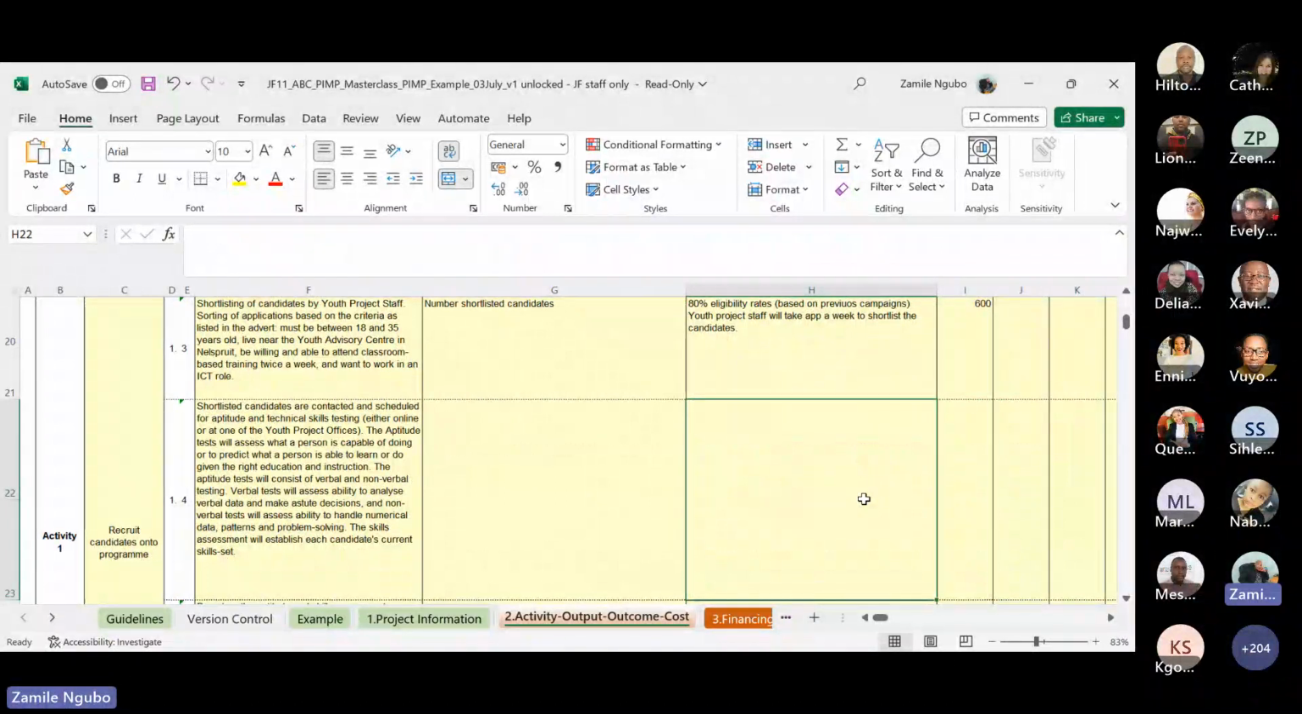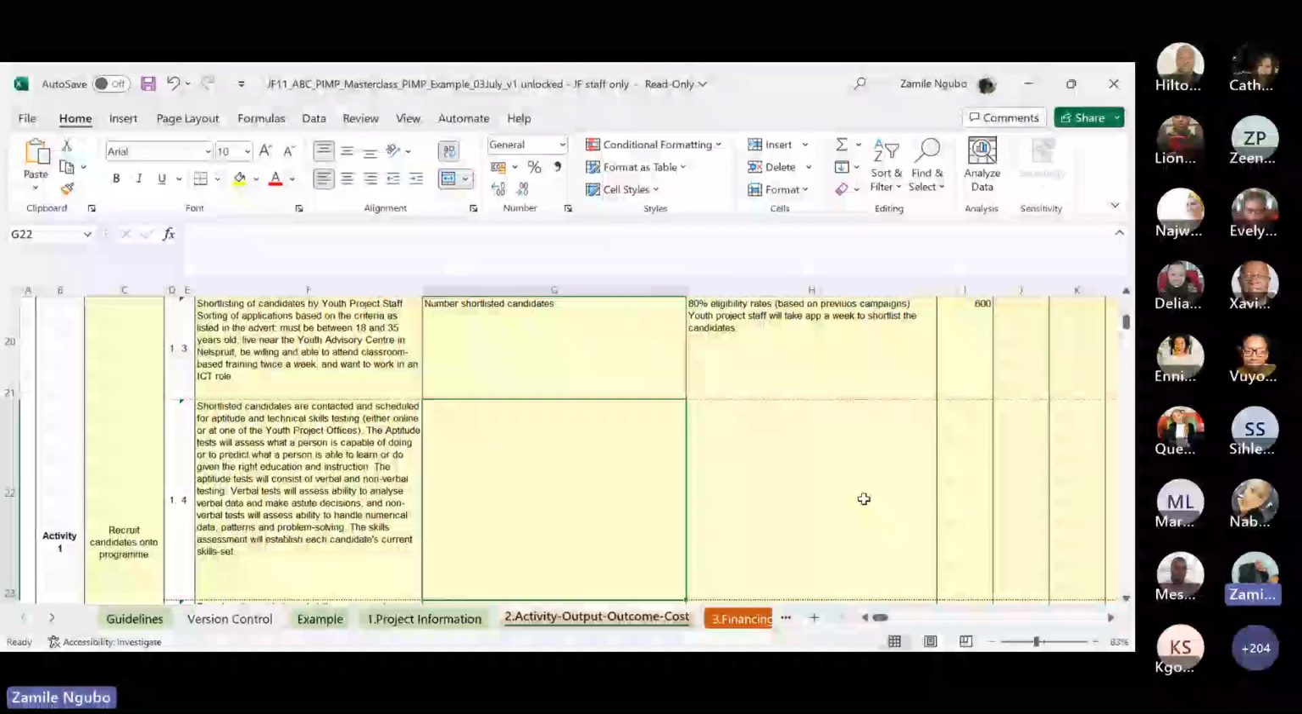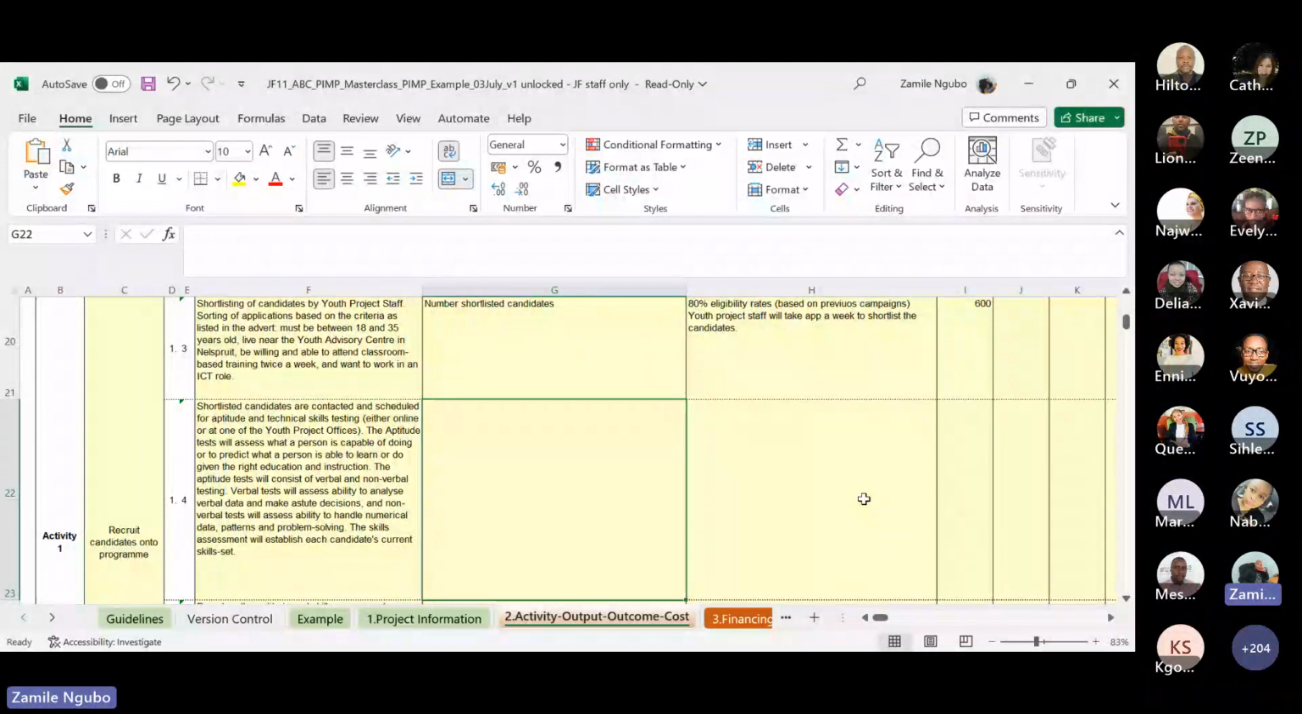So we are at sub-activity 1.4. So we have shortlisted the candidates. Out of the shortlisted candidates, we will contact all those who are shortlisted and schedule aptitude and technical skills testing, either online or at one of the youth project offices. The test will assess what a person is capable of doing or predict what a person is able to learn or do given the right education and instruction. So it will be twofold, verbal and non-verbal. We will be assessing the non-verbal test ability to handle numerical data patterns and problem solving.